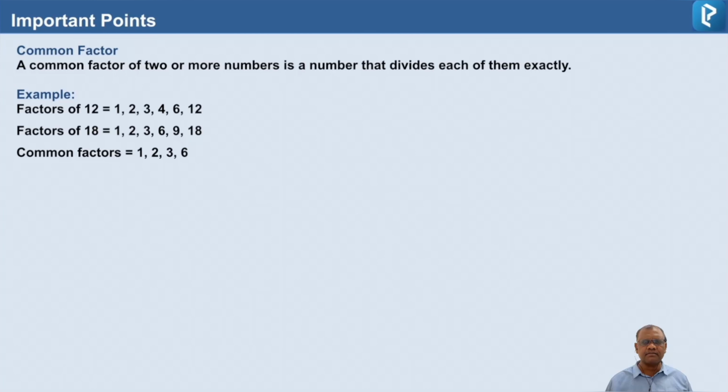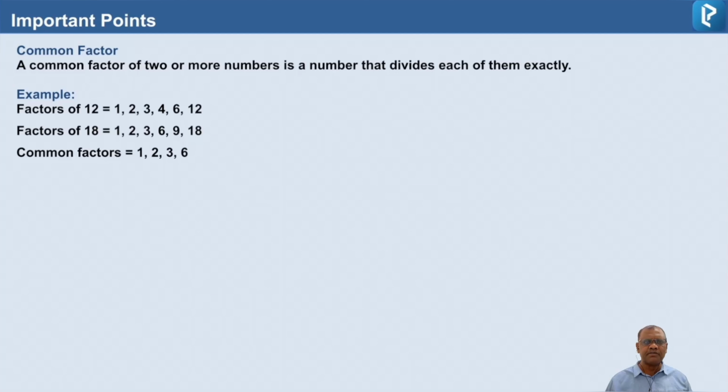Common factor. A common factor of two or more numbers is a number that divides each of them exactly. So let us see an example. Factors of 12: 1, 2, 3, 4, 6 and 12. And similarly, factors of 18: 1, 2, 3, 6, 9 and 18.